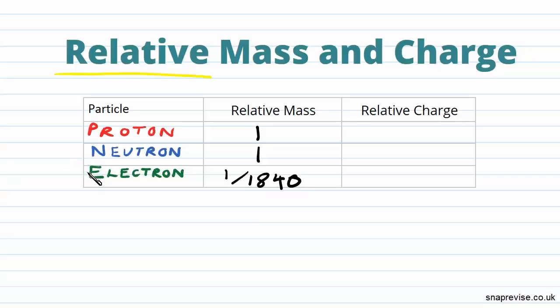So our relative charges. Our proton, if you think of P for positive, has a relative charge of +1. Our neutron, N for neutral, has a relative charge of 0. And our electron has a charge of -1.